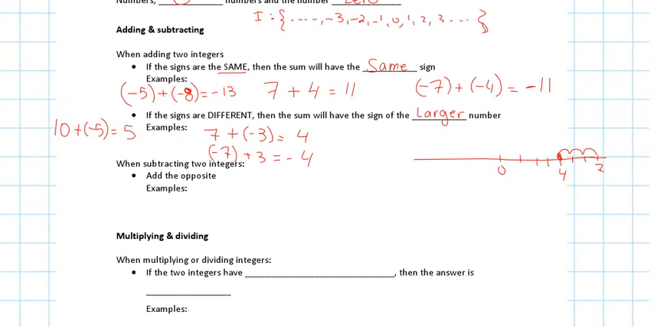Okay, so for this example, when subtracting two integers, add the opposite. I don't, per se, like this specific wording here, but here's an example. What if I have 7 minus negative 2? Do you have calculators? 9. How is it 9?